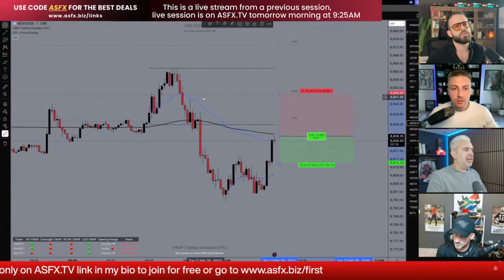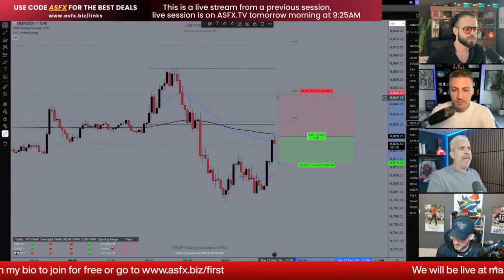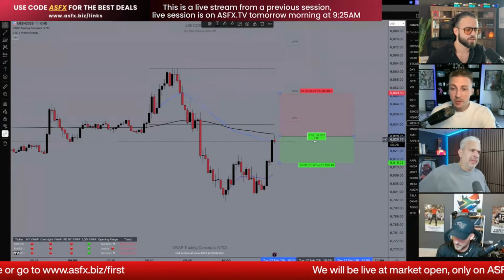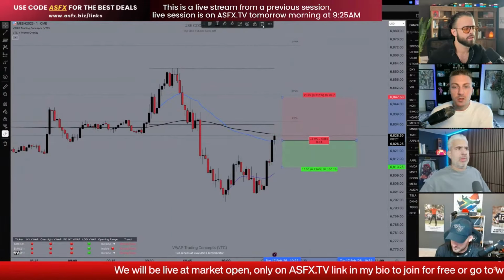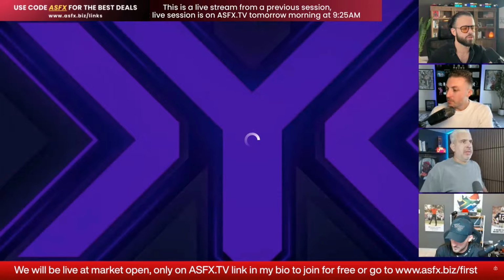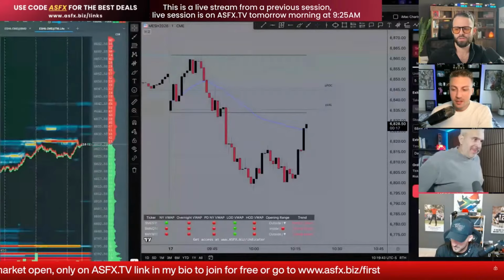I think my idea here is back above New York and POC. If it gets that high above VWAPs and inside the open range again, you probably don't love the shorts. Yeah, I don't know. That's why I'm not jumping. Just give it a minute here.